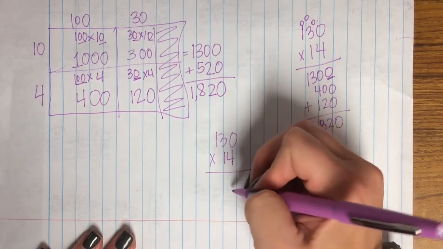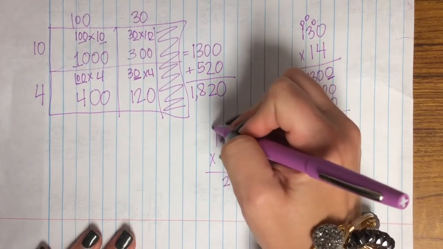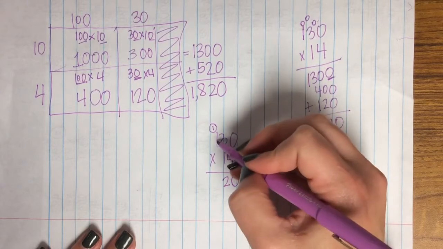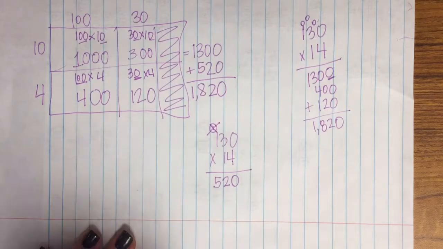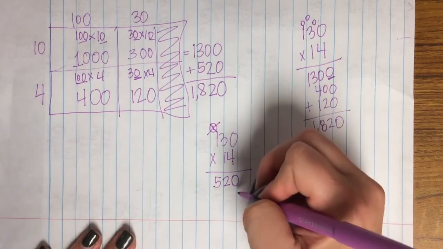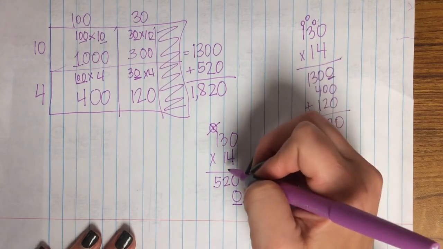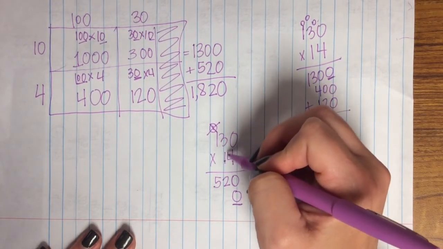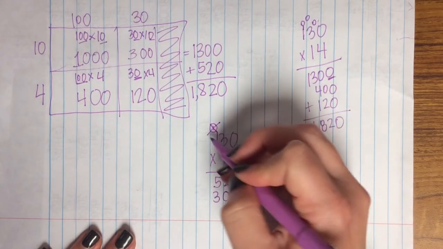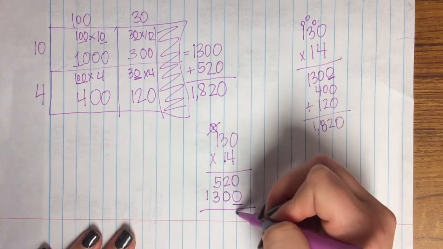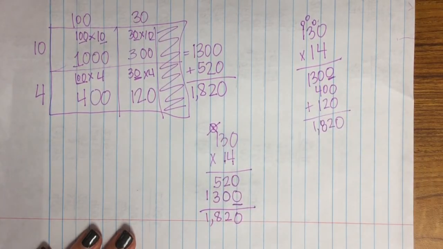If you chose to do the standard algorithm, of course 4 times 0 is 0. 4 times 3 is 12. We would have carried a 1. 4 times 1 is 4, plus 1 is 5. I'm going to mark it out so I don't reuse it. I need a 0 as a placeholder before I even start, because I'm starting in the tens place. Then I start 1 times 0 is another 0. 1 times 3 is 3, and 1 times 1 is 1. Again, I end up with 1,820.